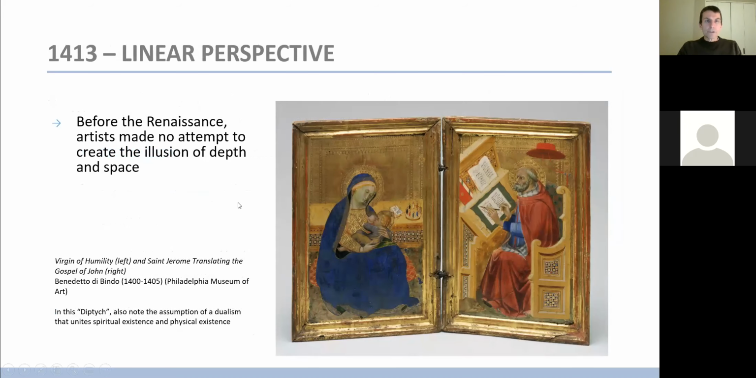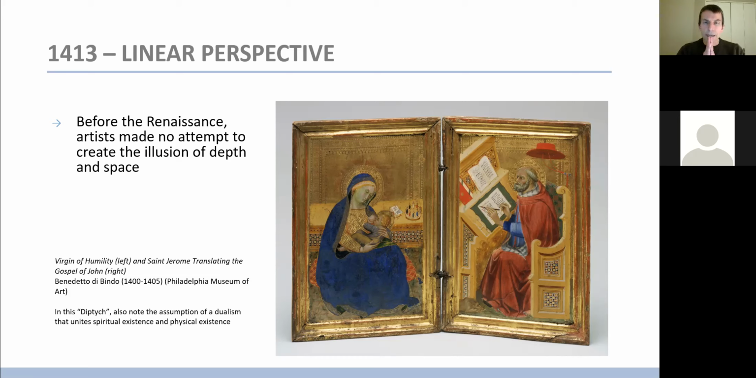So linear perspective. Before the Renaissance, so this is an example of pre-Renaissance, pre-early modern attempts to represent a visual depiction of the object of study here. So I picked this one. I could have picked a million others, but this is a typical medieval form. It's called the diptych. So you have this kind of hinged work painted on wood of some sort. And the diptych form itself also mirrors the dualistic assumptions of the Middle Ages, you know, of the physical versus the spiritual.